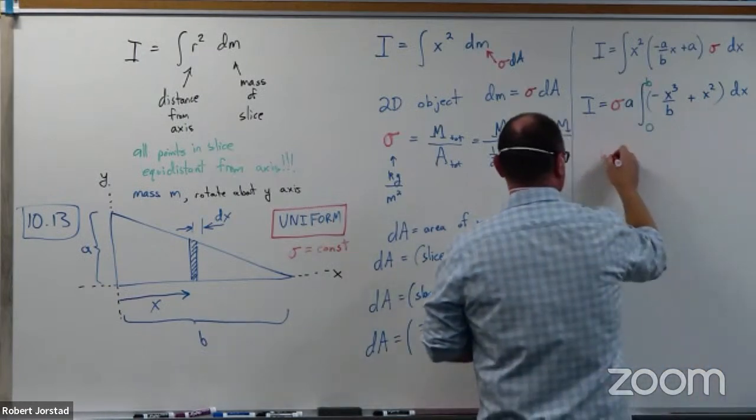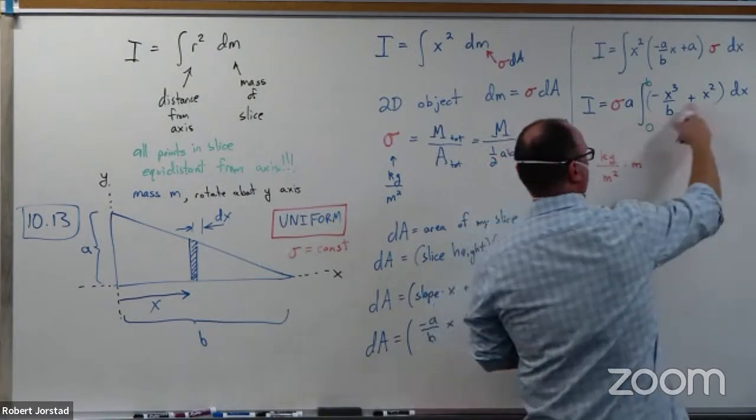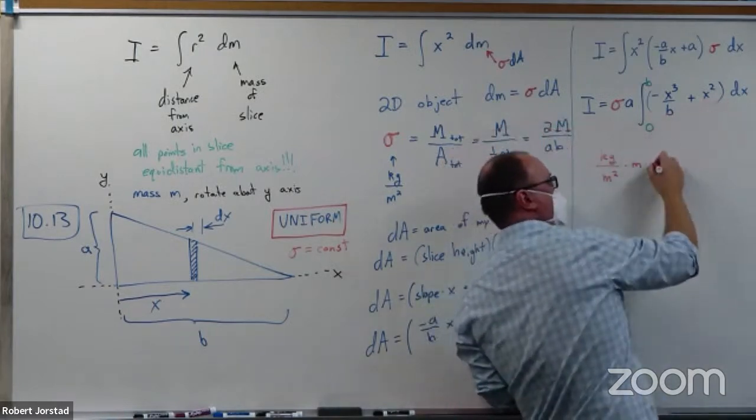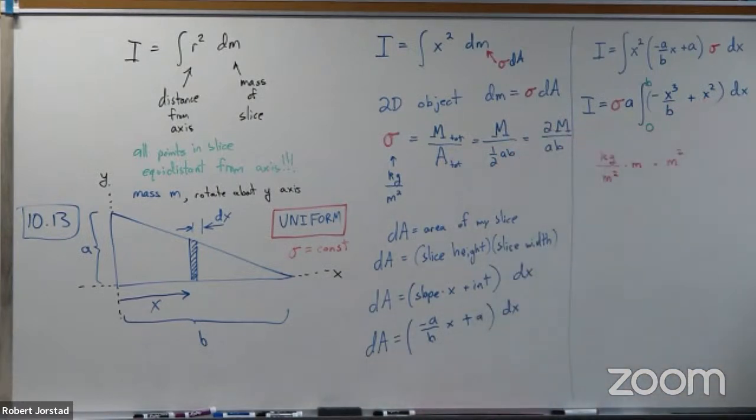We got kilograms per meter squared times a meter. Both of these are what? Meter squared? What's dx? Does it have units or not? Meters. It's a tiny distance, but it's still a distance. Nanometers are still a small amount of meters.